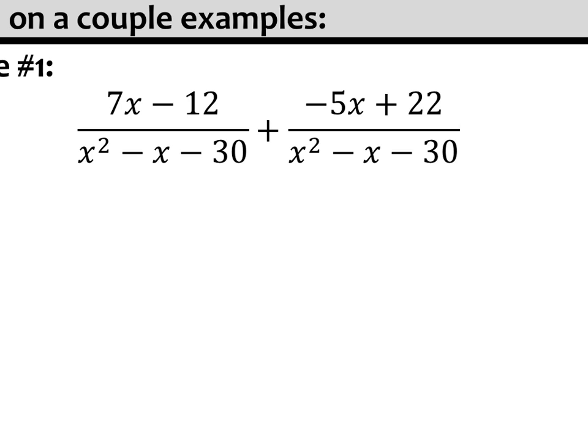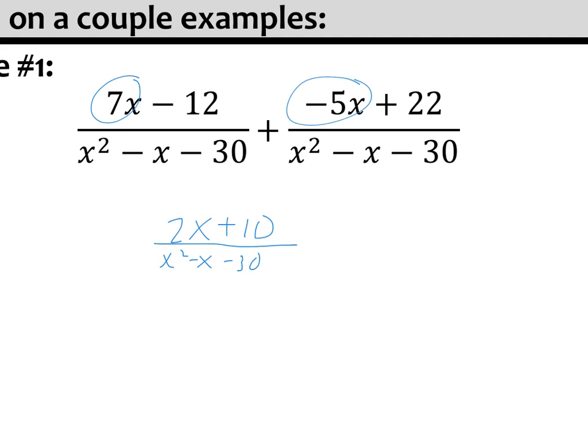If you look at example 1, first thing we should notice is that it's addition and that we have a common denominator. So when it's addition and it's a common denominator, all we're doing is combining like terms. So we're going to take 7x and add that to negative 5x. 7x and negative 5x is 2x. And then we'll take the negative 12 and the 22. We get plus 10. And then we keep the common denominator, x squared minus x minus 30.